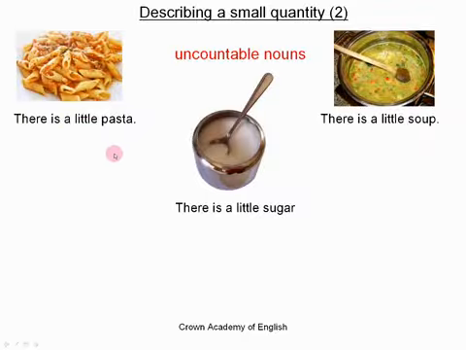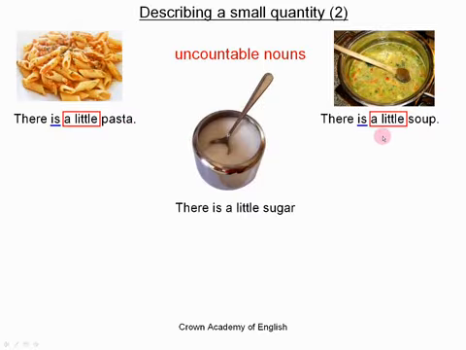So, when we have an uncountable noun, we must only use a little. Okay, we do not use a few. And since an uncountable noun can only be singular, then the verb is singular. So we say there is a little pasta. We do not say there are a little pasta. And the noun stays in the singular form. Okay, there is no S here. We never say pastas, for example.